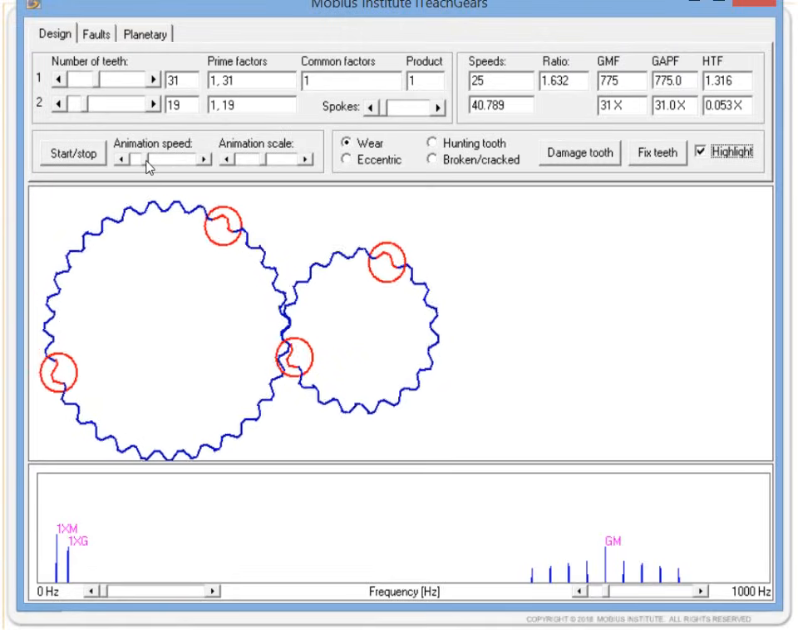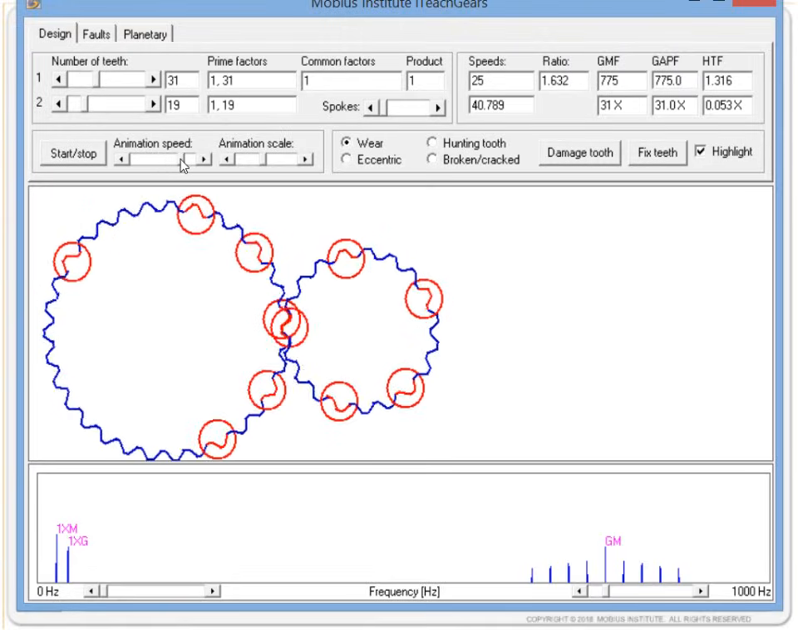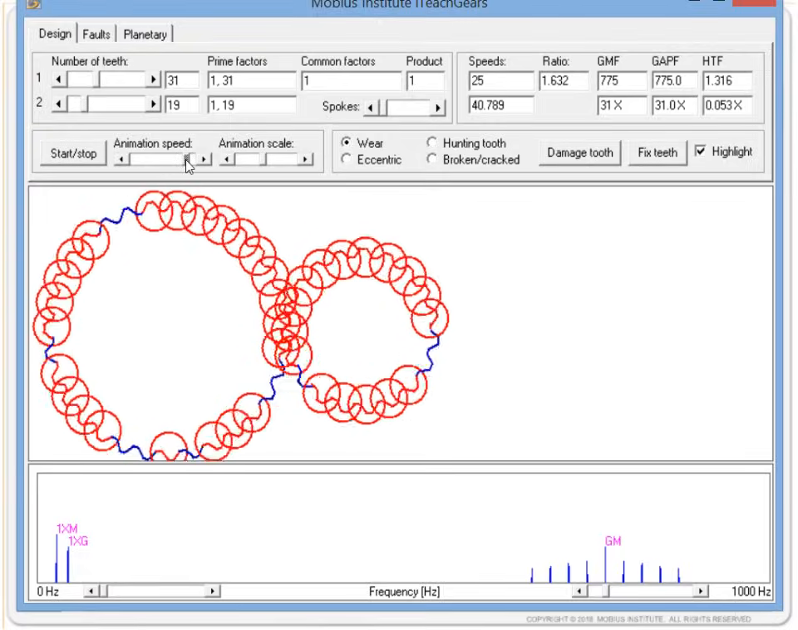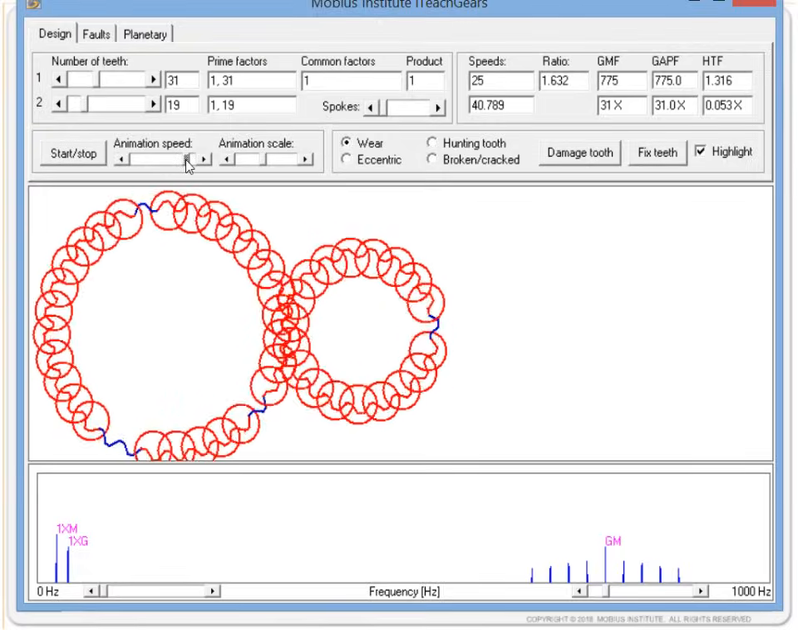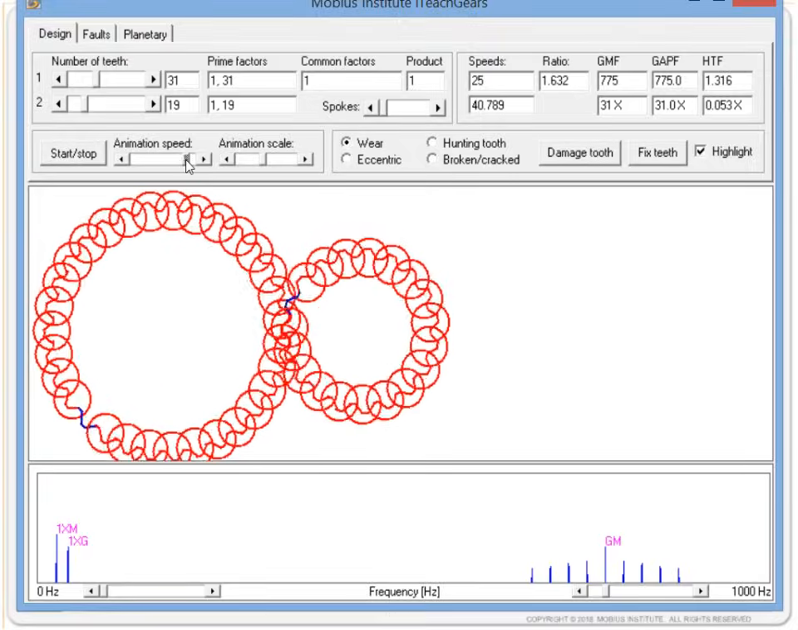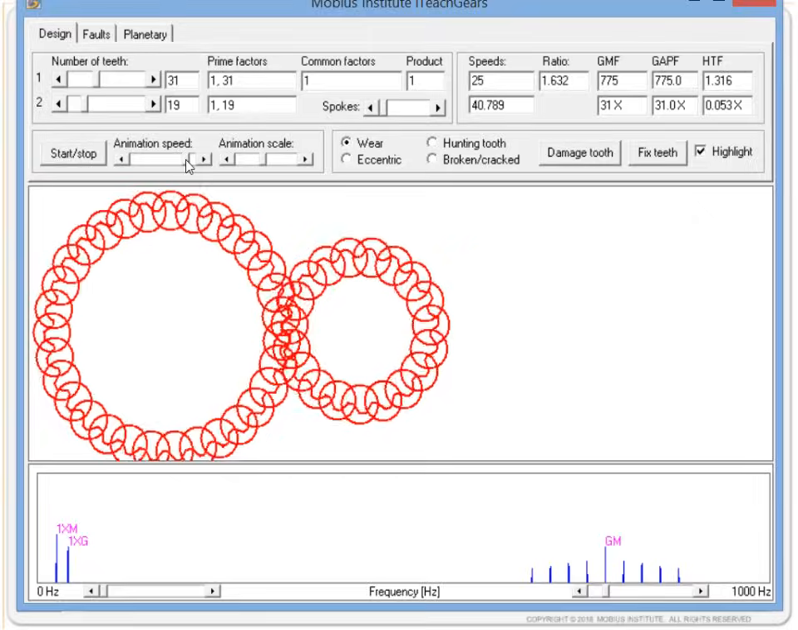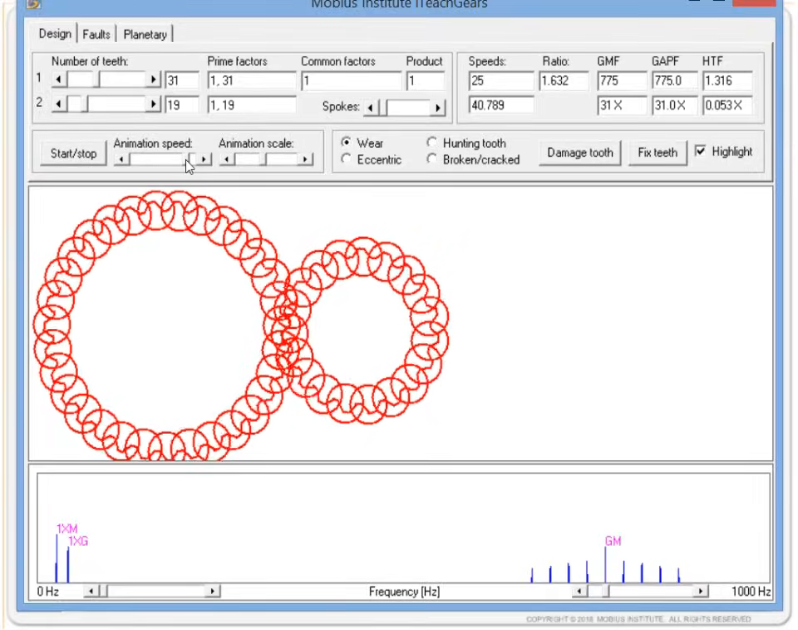So let's speed that up. If we watch for long enough, basically all the teeth end up turning red, and we get even wear. All the teeth share the wear.